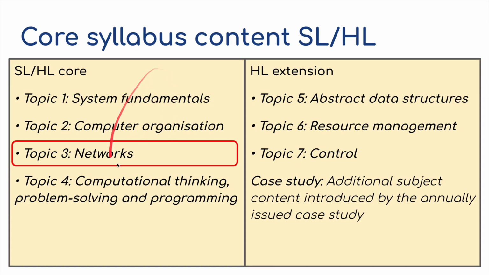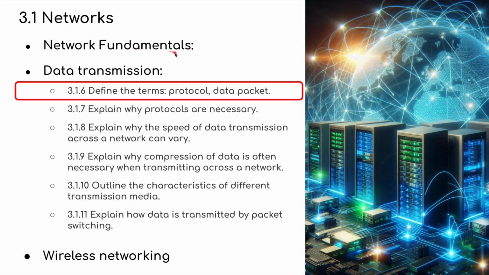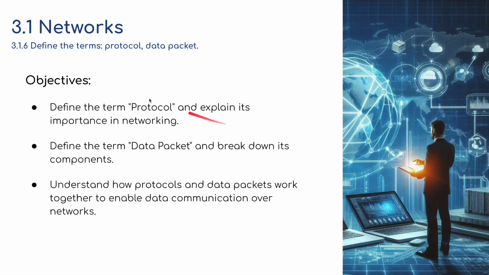Okay, you can see here we've got the 4 core topics and we're on the third one, networks. And we've just finished network fundamentals, we're just about to start data transmission. So, objectives. Define the term protocol and explain its importance in networking. Define the term data packet and break this down into its component parts. Understand how protocols and data packets work together to enable data communication over networks.